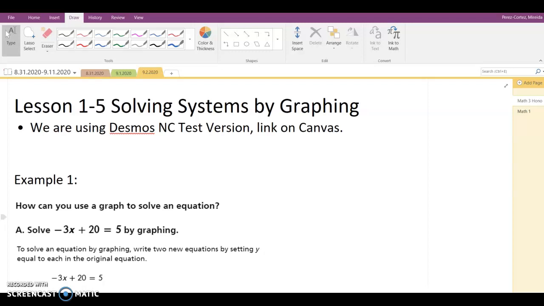So let's get started. This is lesson 1-5 in the textbook and it's solving systems specifically by graphing. Today we're going to be using the NC test version of Desmos. I did put a link on Canvas in case you can't find it, and I'm going to show you how to find it on Google. Hopefully it won't be too hard to find.